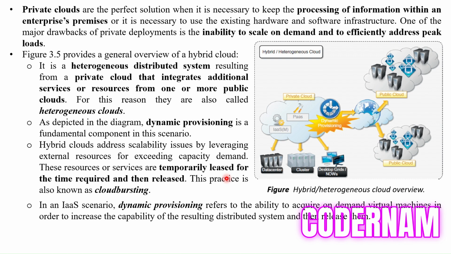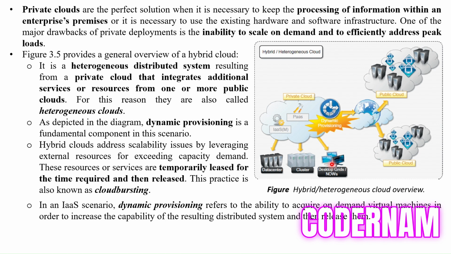So, this is the diagram for the heterogeneous cloud, where they result from a private cloud that integrates with additional services or resources from one or more public clouds. As you can see here, the hybrid cloud is composed of the private cloud as well as the public cloud. A hybrid cloud is a computing environment that combines the elements of both private and public cloud, enabling organizations to take advantage of the benefits of both models. This approach allows businesses to optimize their infrastructure, balancing security, scalability, and cost efficiency.